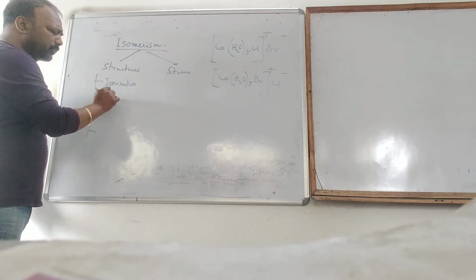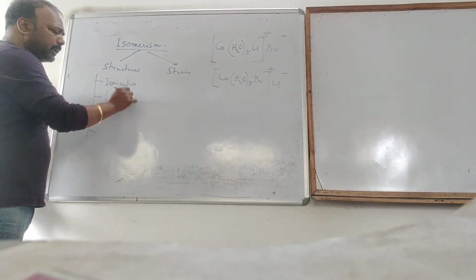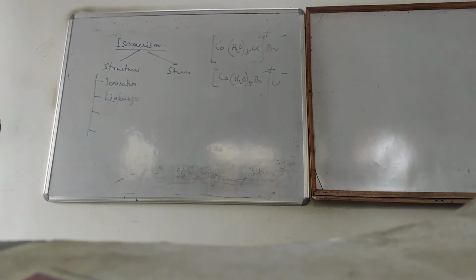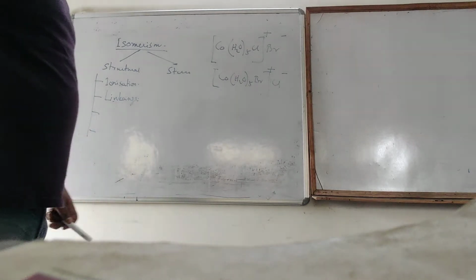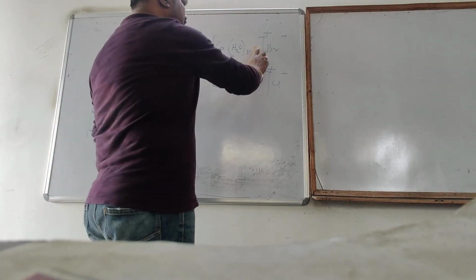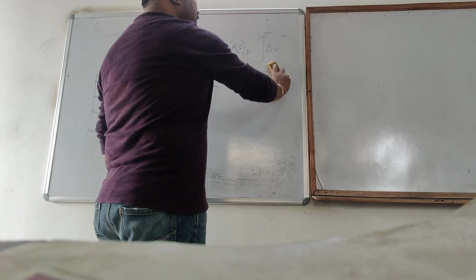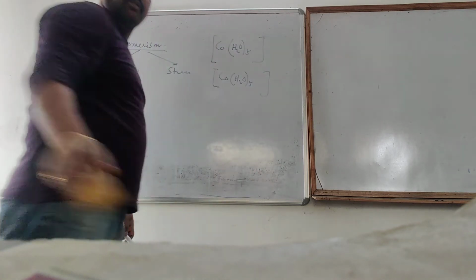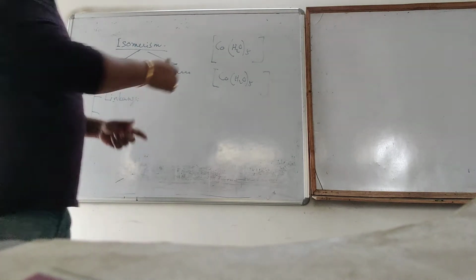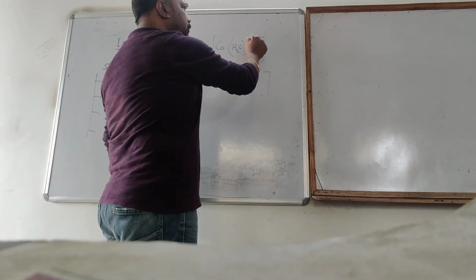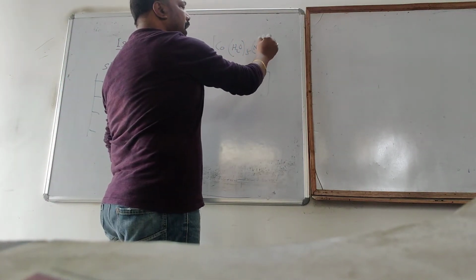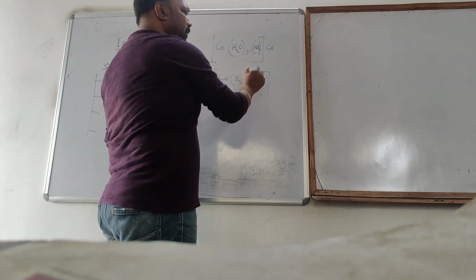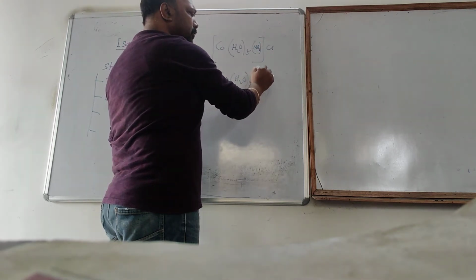Next type is linkage isomerism. See, I'm writing it over here only so that you can understand it from here on. Already you know it. Linkage isomerism. I'm writing, suppose (NO2) and Cl, and here I'm writing (ONO) and Cl.